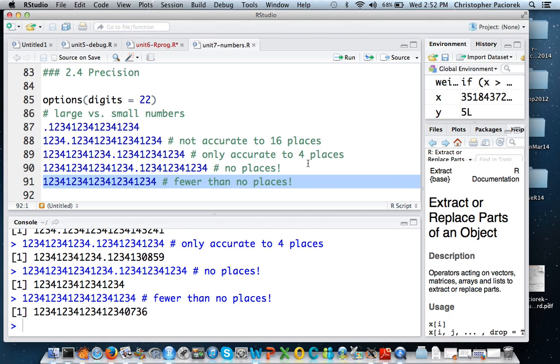I can only represent those numbers up to this amount of accuracy. Again, I have 16 digits of accuracy, and this is not accurate in terms of the number that I'm trying to represent. So it's not that I can't represent a number that's this big. It's just that I'm representing an approximation to a number that is that big.